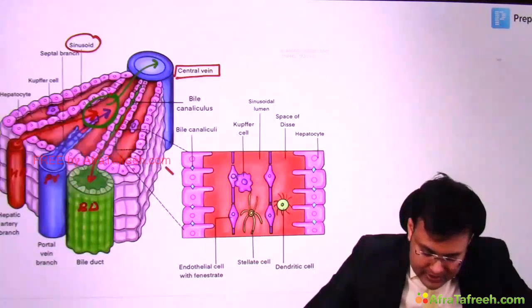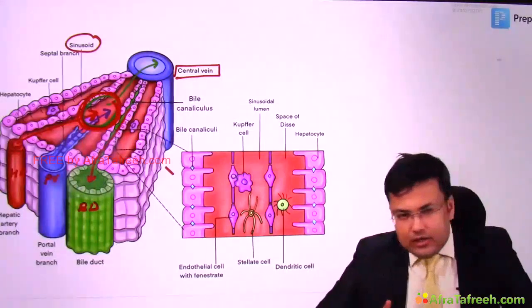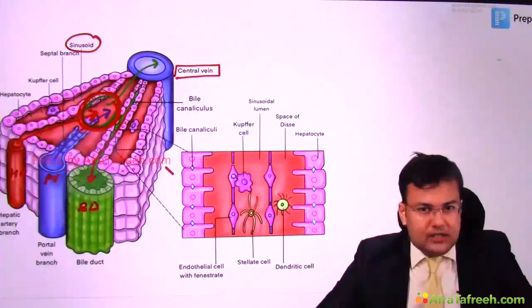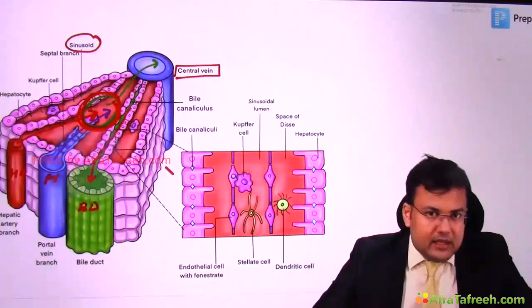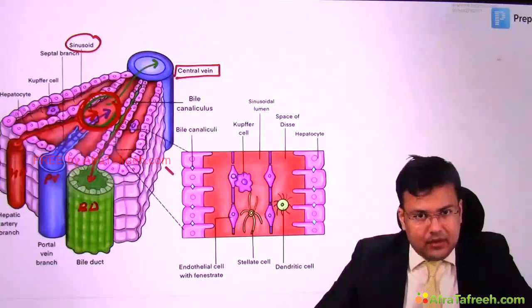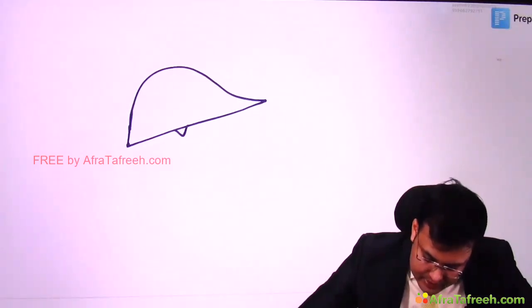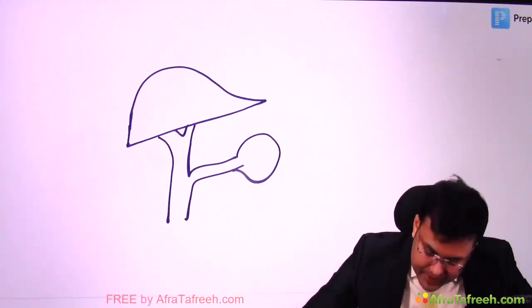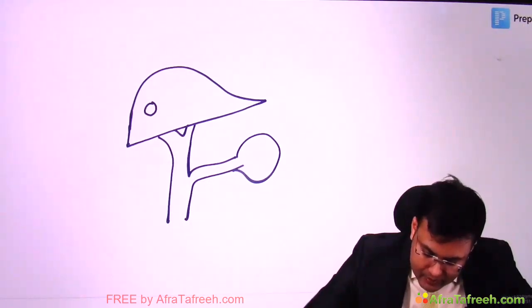Now just focus on this, that this is sinusoid. Okay, so any etiology of portal hypertension before sinusoid is pre-sinusoidal, after sinusoid is post-sinusoidal, and if it is in the liver, it is intrahepatic, and if it is outside liver, it is extrahepatic. Okay, see the diagram. So this is liver, this is the portal vein, this is the spleen. And here we discussed that this is the portal vein, one of the branch. This is the central vein.